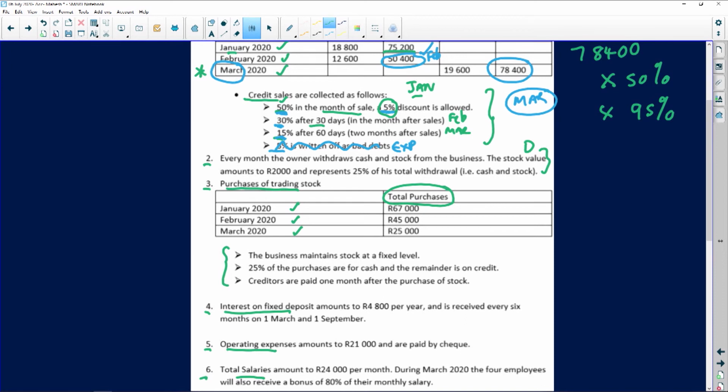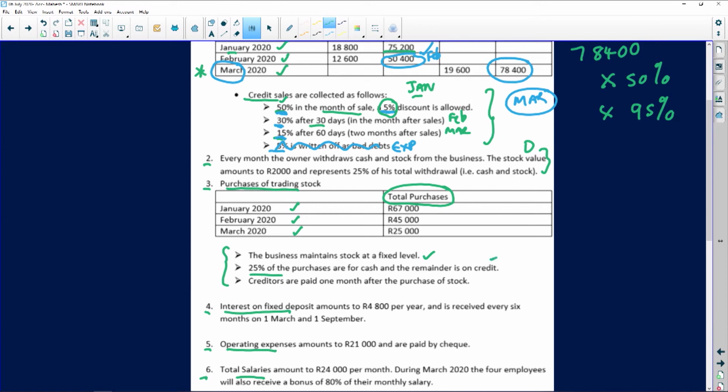So your purchase of trading stock. So in January, total purchase 67,000. Month of February, 45,000. In March, 25,000. And then further information, the business maintains stock at a fixed level. That's fine. Doesn't really affect my cash budget too much. 25% of the purchases are for cash. Okay. And the remainder is on credit.